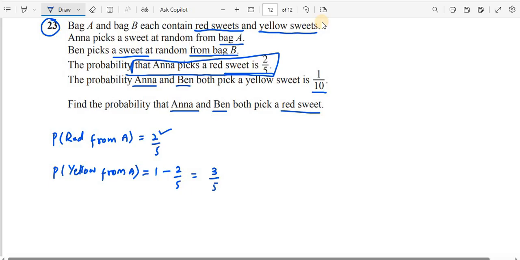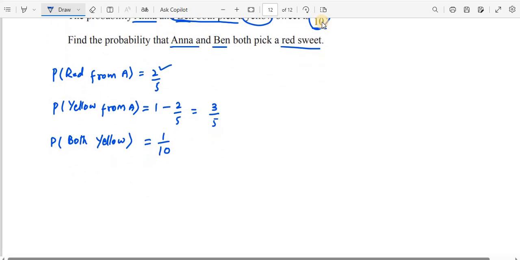And now probability of both yellow is equal to 1 by 10. Both yellow sweets equal to 1 by 10. And now first of all we find the probability of yellow from B.